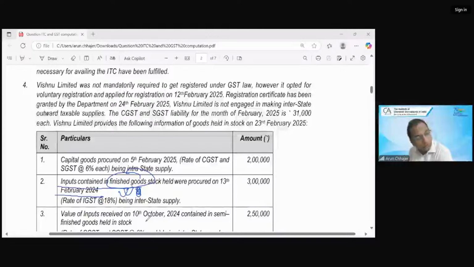Again, answer is no. अरे ये फिनिश गुड्स है बेटा. अभी भी आपका आंसर नो है. क्यों? I'm requesting everyone to give the reply whether he would be able to take ITC. Answer is no, because it has been purchased prior to 1 year. So in this example, in point number 1, the finished goods is okay, but the date is not okay.